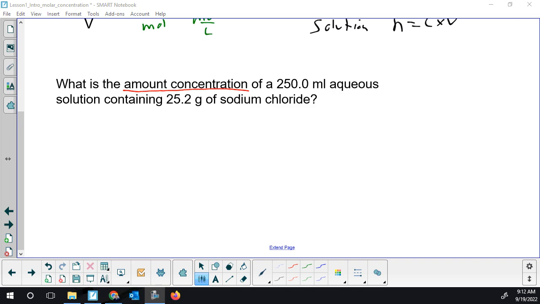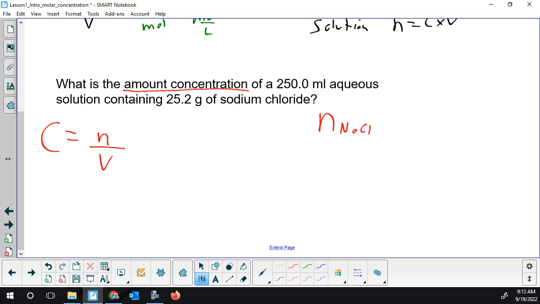Okay. So setting this up, concentration is moles over liter volume. We're going to have to do a little bit of work for both the numerator and denominator. I'll start off with the numerator, the moles. I want moles of sodium chloride. Make sure you go from words to the formula.